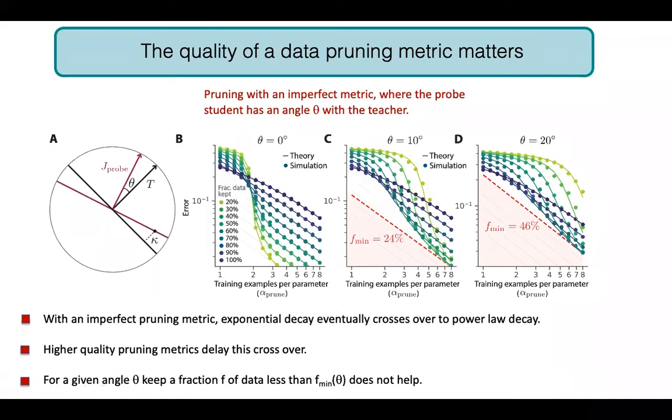The take-home message is the closer the probe is to the teacher, the longer you can delay the transition from exponential to power law scaling. But eventually, you're going to hit power law scaling, and there'll be a minimum fraction below which pruning will not help you. And that minimum fraction increases the larger the angle between the probe and the student. So that's the basic take-home message. Pruning can still help, but only up to a certain point if you have an imperfect probe.